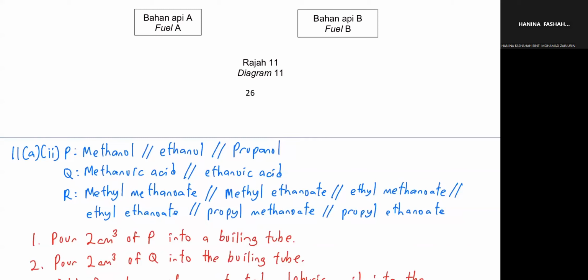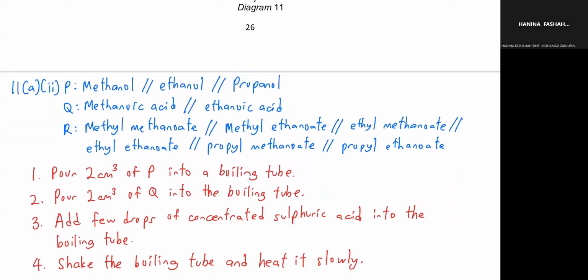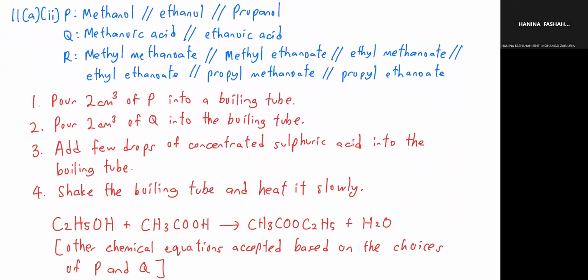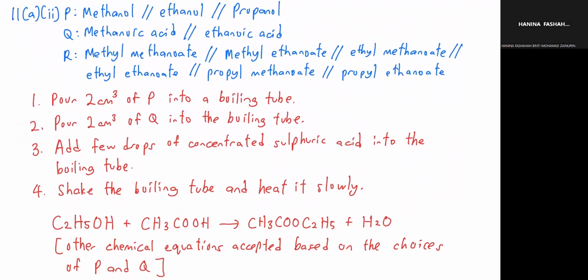You have one catalyst. The name is concentrated sulfuric acid. Then you add alcohol, you add acid, then you add a few drops of this catalyst. Then you just put it straight into the boiling tube and heat. Heat it slowly. Can already.